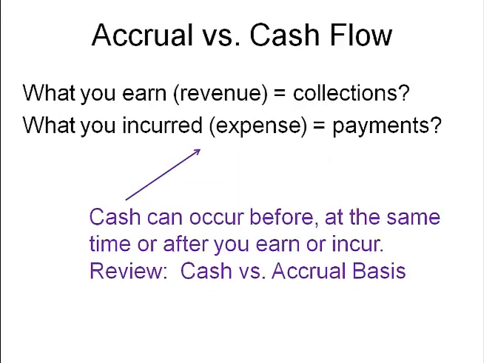You probably remember from your Principles 1 class that what you earn, your revenue, is not the same as your collections. You can get the money from the customer before, at the same time, or after you deliver the product or the service. What you incurred, the expense, what you used up, doesn't necessarily happen at the same time as the payments. You can pay in advance, like with an insurance policy. You can pay at the same time, like when you pay for a hotel room, or you can pay after when somebody sells you something on credit.